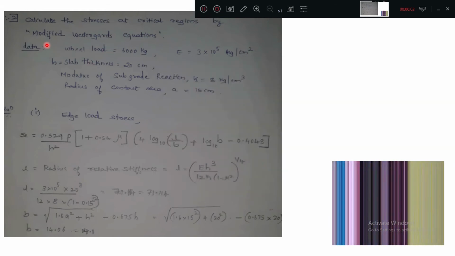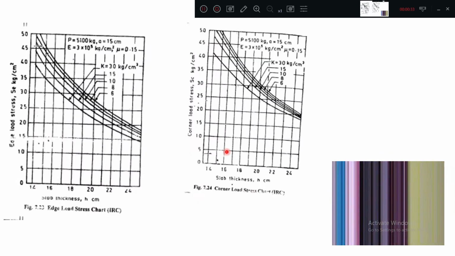Now in this problem, it is given: calculate the stresses at critical regions using modified equations. Wheel load 6000 kg, E equal to 3 into 10 to the power 5 kg per centimeter square, slab thickness H equal to 20, modulus of subgrade reaction K equal to 8, radius of contact area a equal to 15. From that table you can easily understand SE. So use this formula. It is given. How to get there?